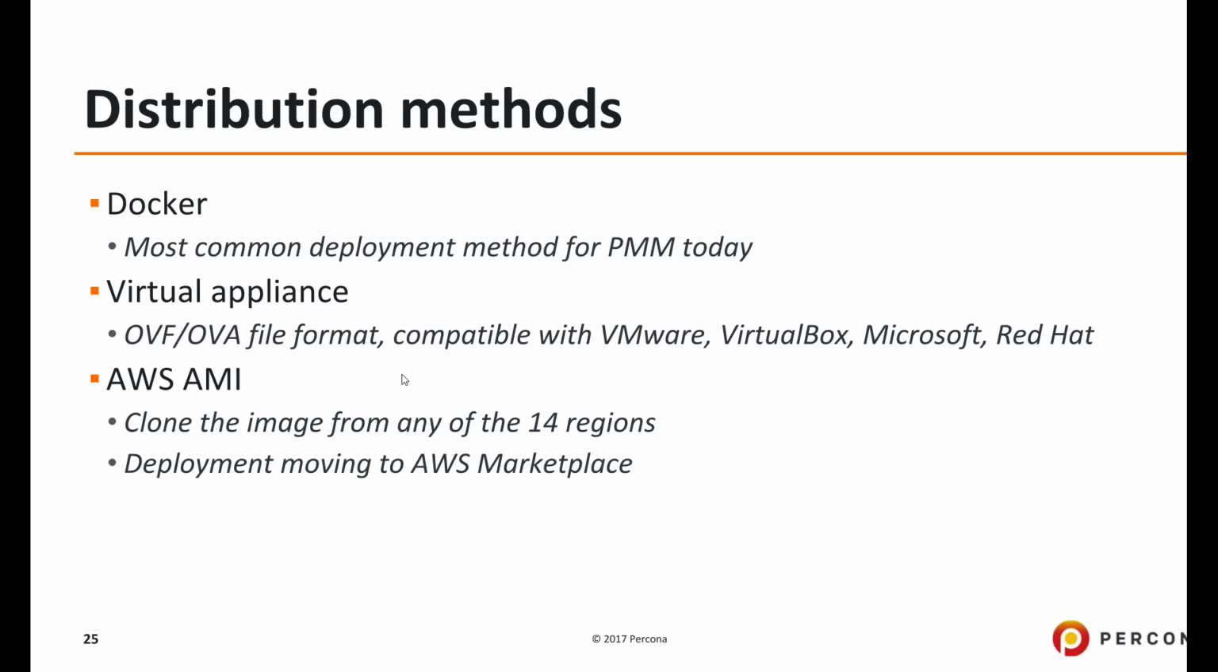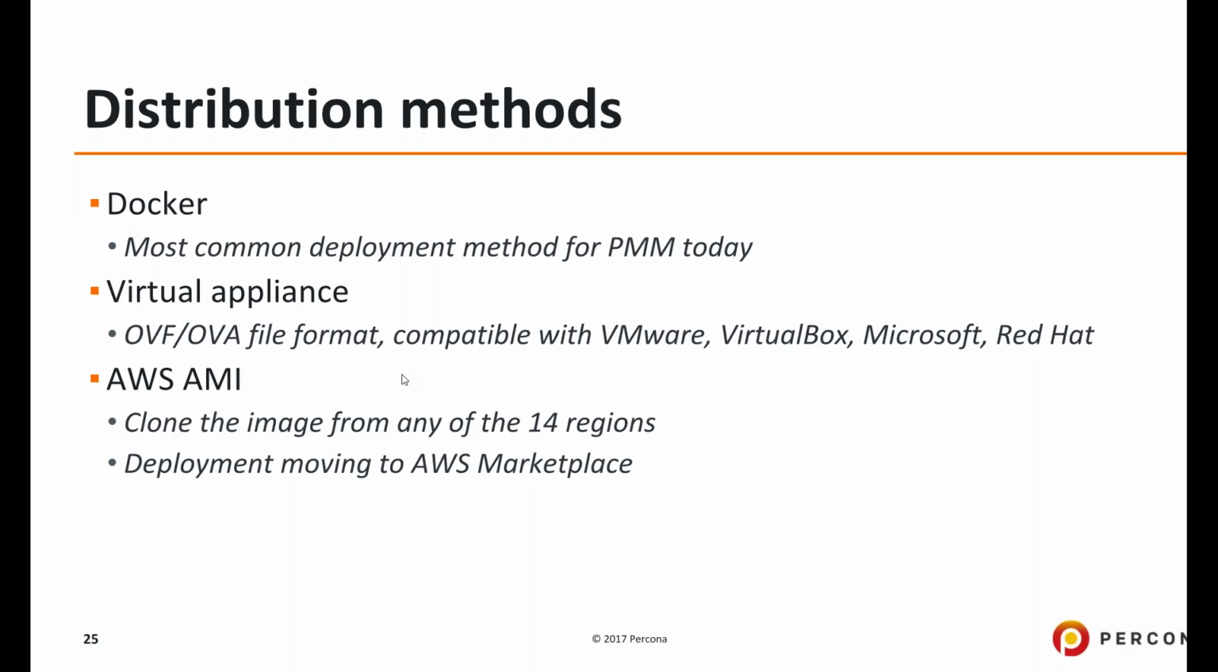And then the third is an AMI image, which you can clone right now from any of the 14 regions. I'm not so impressed with that. We're going to improve upon it and make it available from the AWS Marketplace, so it's just a point and click.